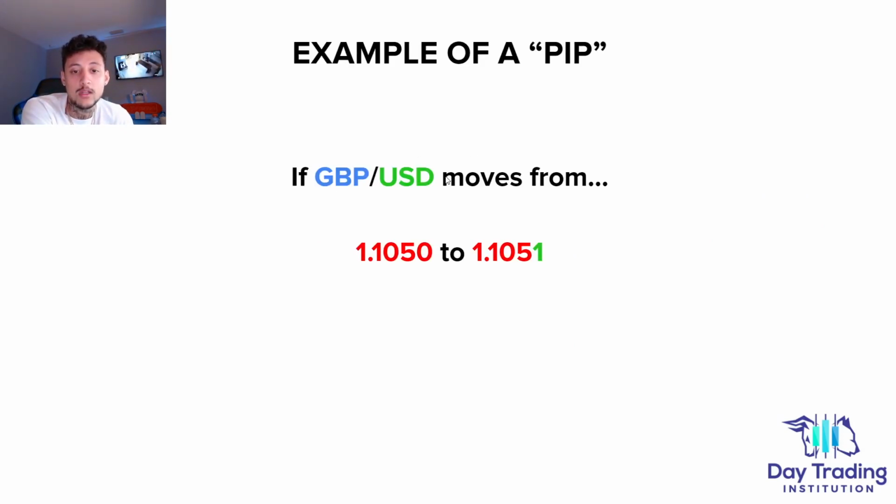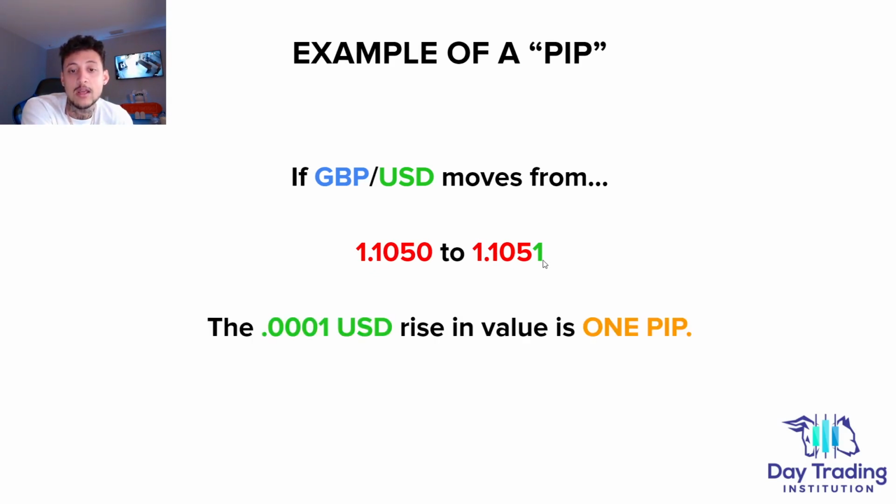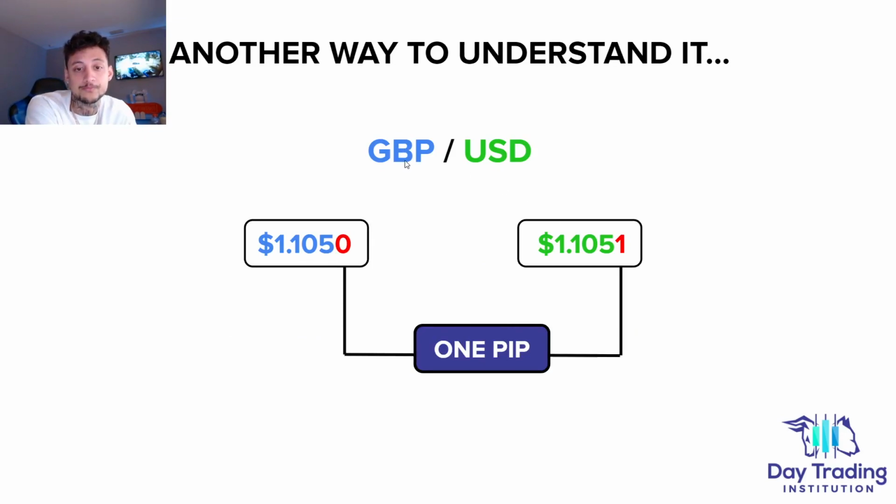If GBP USD moves from 1.1050 to 1.1051, then the 0.01 USD rise in value is going to be 1 pip. So if price went from 1.1050 to 1.1051, that's a 1 pip difference. The market went up 1 pip.